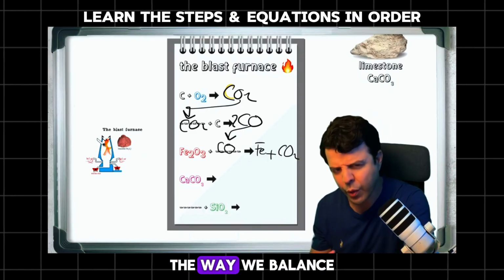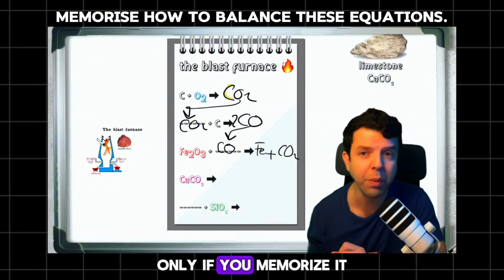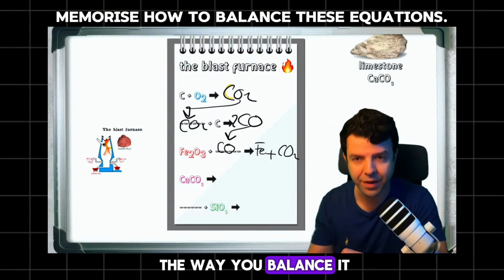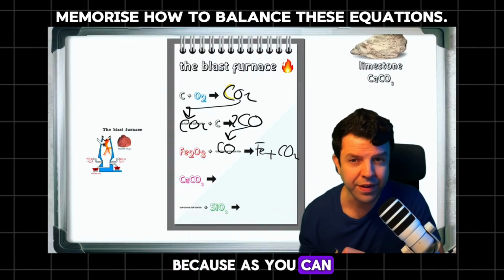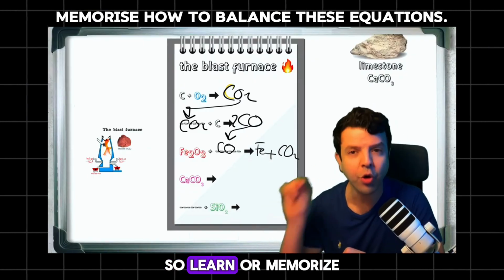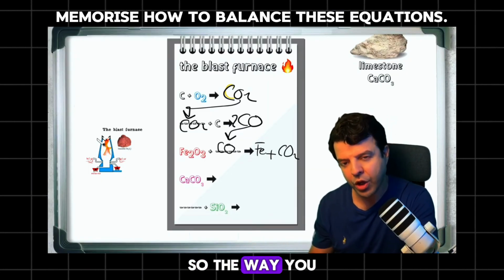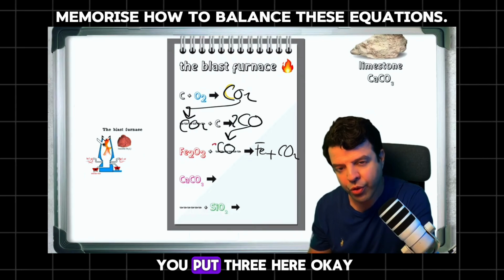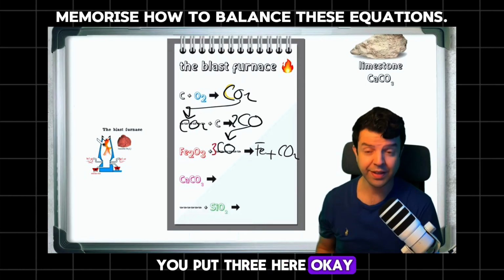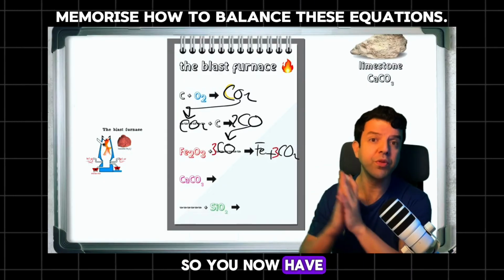Right? The way we balance this is quite simple, only if you memorize it. You have to remember the way you balance it, because as you can see, balancing takes time. So learn or memorize how to balance this equation. The way you do it is that you put 3 here. Okay, this gives you 3 carbons. You put another 3 here, so you now have 3 carbons.